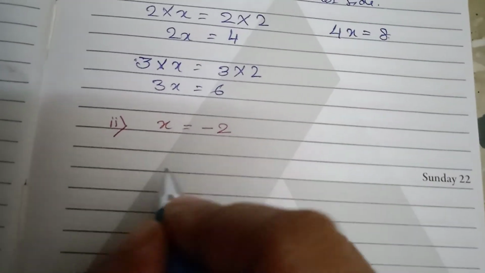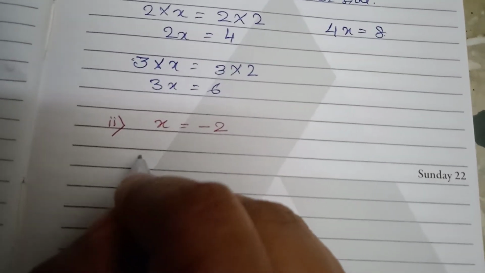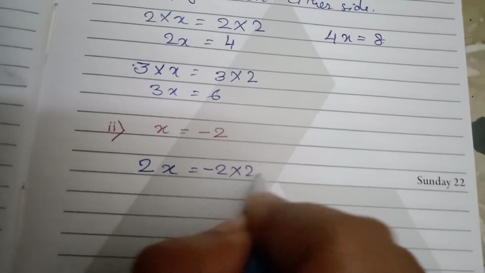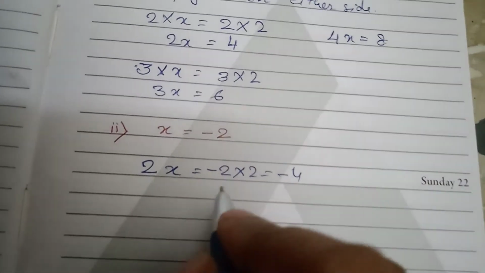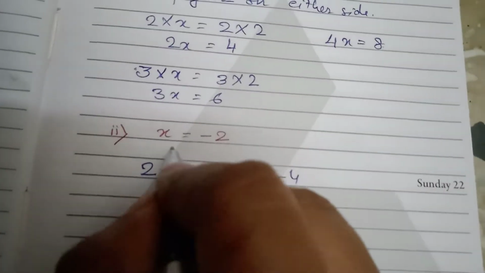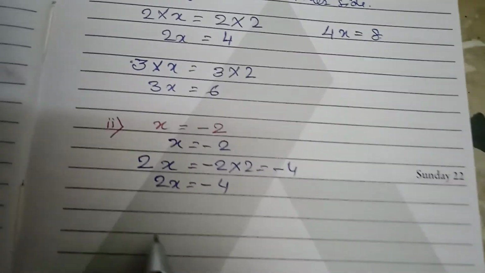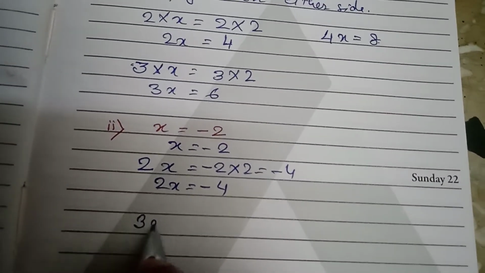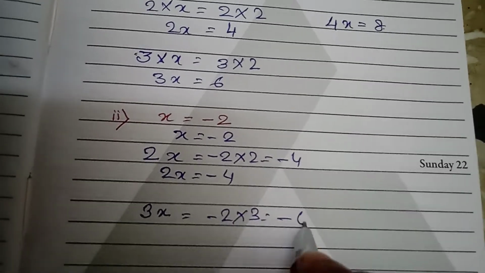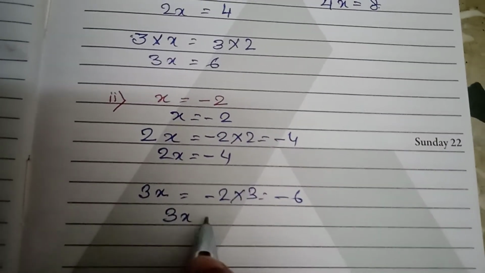Same thing I can do here. Okay. So I can multiply 2 on either side. So 2x is equal to minus 2 into 2, which is minus 4. So what is the equation I get? 2x is equal to minus 4. Then the other equation is 3x is equal to minus 2 into 3, which is minus 6. So the equation is 3x equal to minus 6.